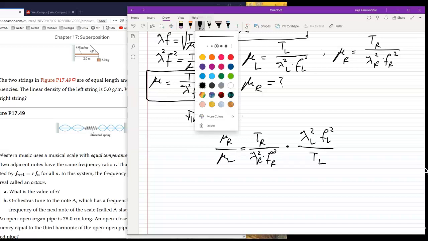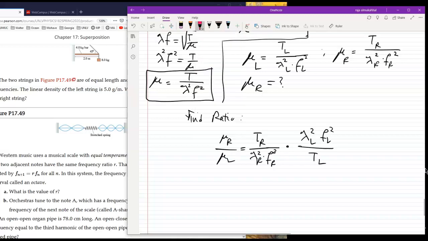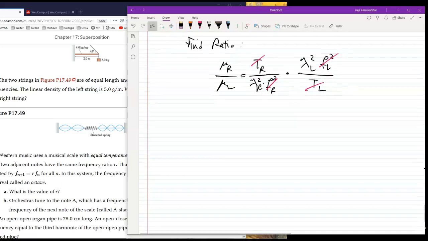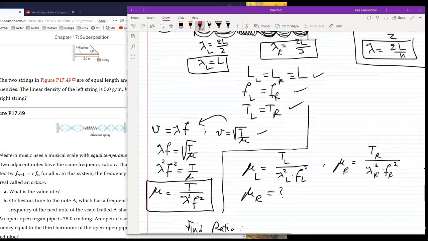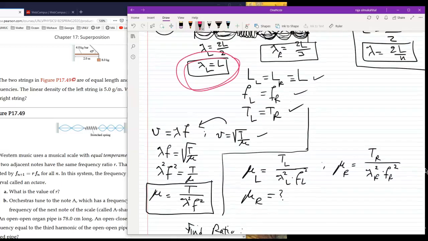All right, let me use a different color. Now the f sub L and f sub R are equal. T sub L and T sub R are equal as well. So I'm basically left with lambda L over lambda R, quantity squared. What is lambda sub L? Go back up to here. Here it is. Lambda sub L is that, and lambda sub R is 2L over 3. See what I'm saying? Plug them in.